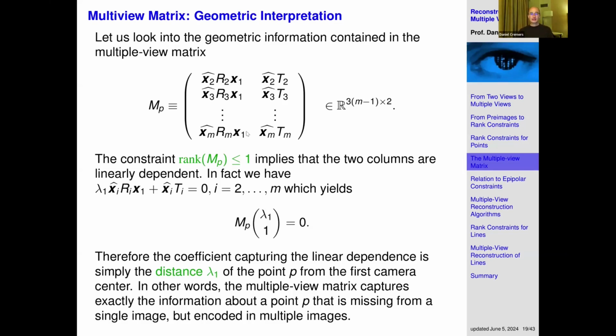And so in some sense, this rank constraint really captures the unknown distance lambda 1 of the point P that we're looking at from the first camera. And this information, this distance from the camera, is missing from one single image, but it is, as you can see here, contained in the observations from multiple images.